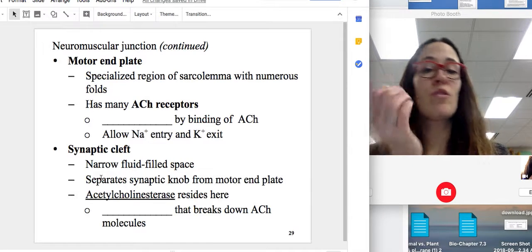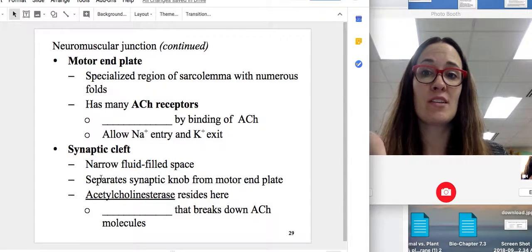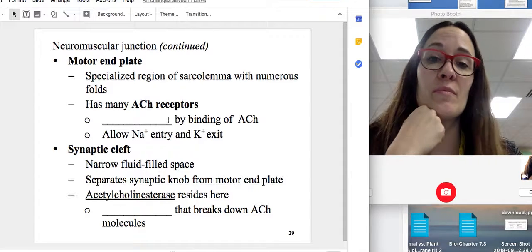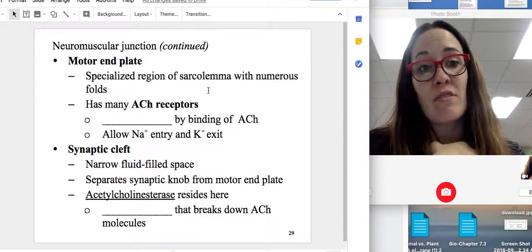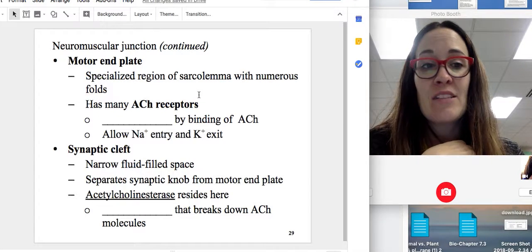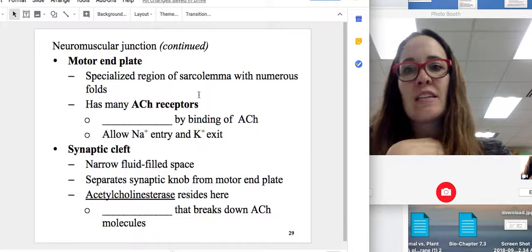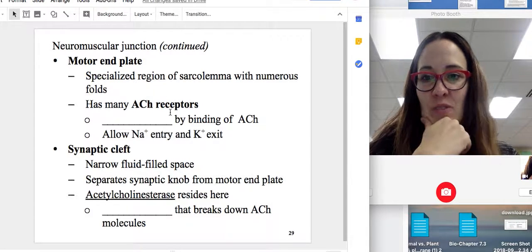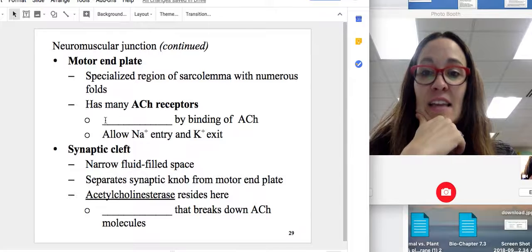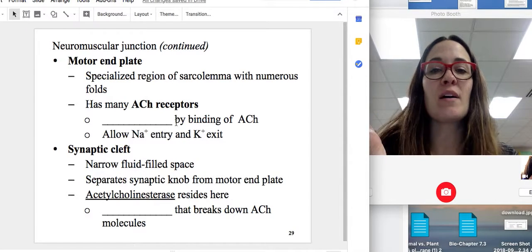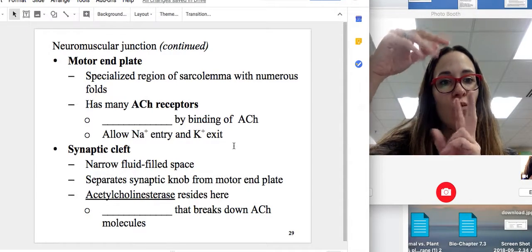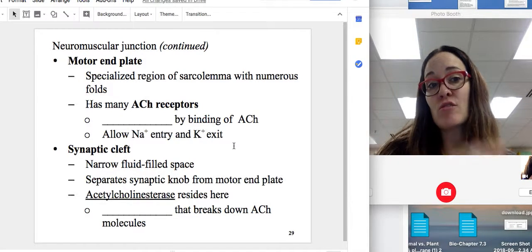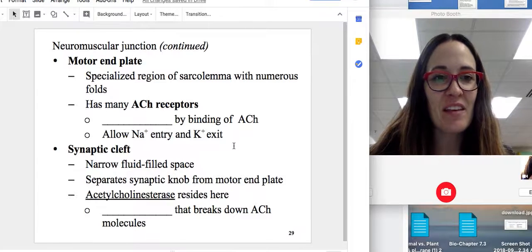So the acetylcholine has the message, the chemical message, and then it's going to go to the motor end plate, the beginning specialized region of the muscle cell, the sarcolemma. It has numerous folds within it, and these folds have these acetylcholine receptors like we drew, and they are triggered by the binding of acetylcholine.